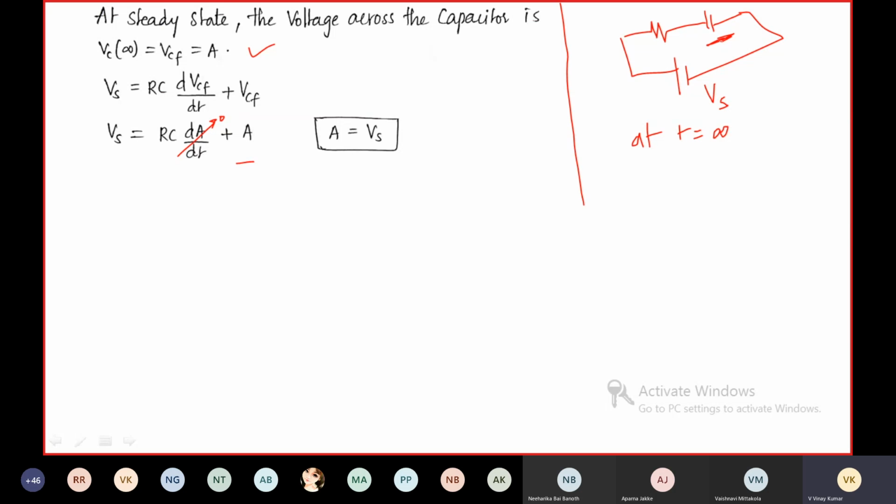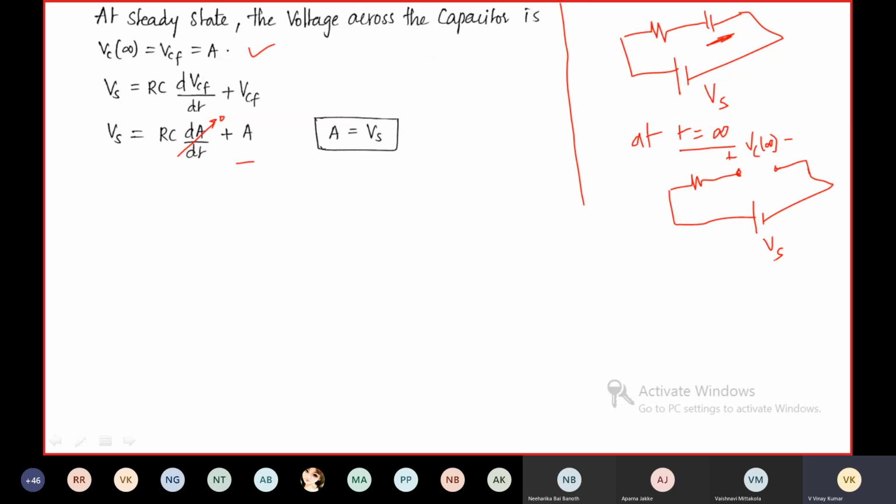Under steady state DC voltage, the capacitor acts as an open circuit. Means when time approaches infinity, the capacitor is acting as an open circuit, means these two terminals are kept open like this, replaced by an open circuit like this. Then the voltage between these two terminals is Vc of infinity, which means the voltage across the capacitor when time approaches infinity.